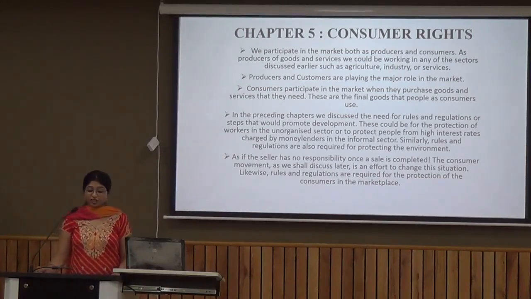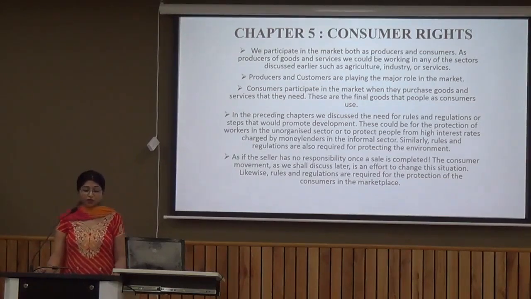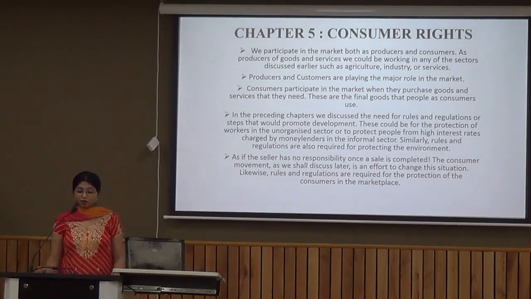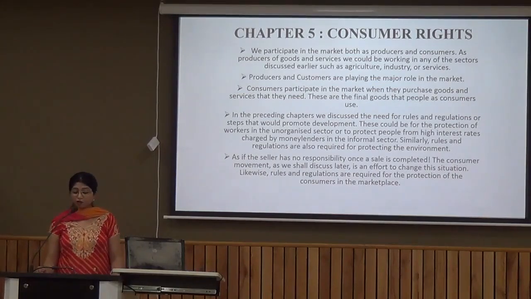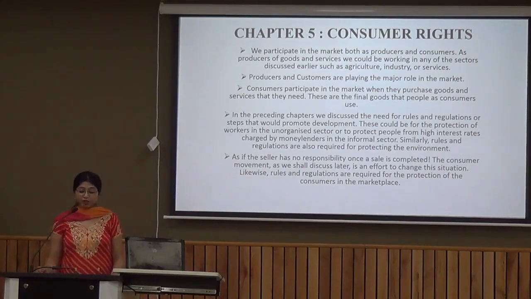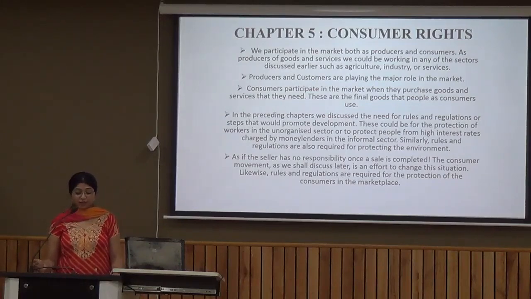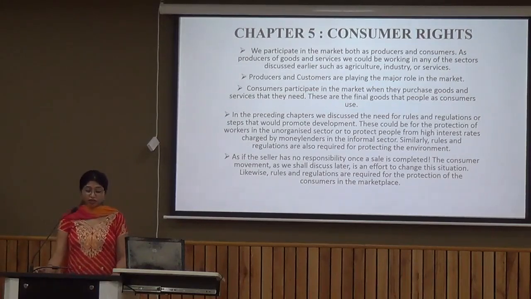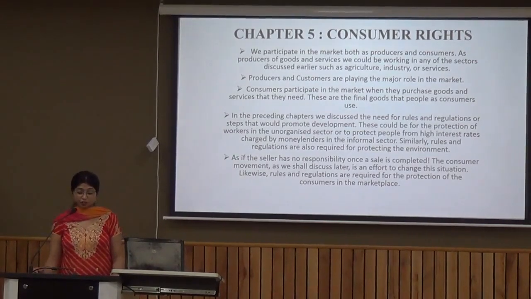In the preceding chapters, we discussed the need for rules and regulations or steps that would promote development. These could be for the protection of workers in the organized and unorganized sector, or to protect people from high interest rates charged by moneylenders in the informal sector. Similarly, rules and regulations are also required for protecting the environment, as if the seller has no responsibility once a sale is completed. The consumer movement, as we shall discuss later, is important to change this situation.